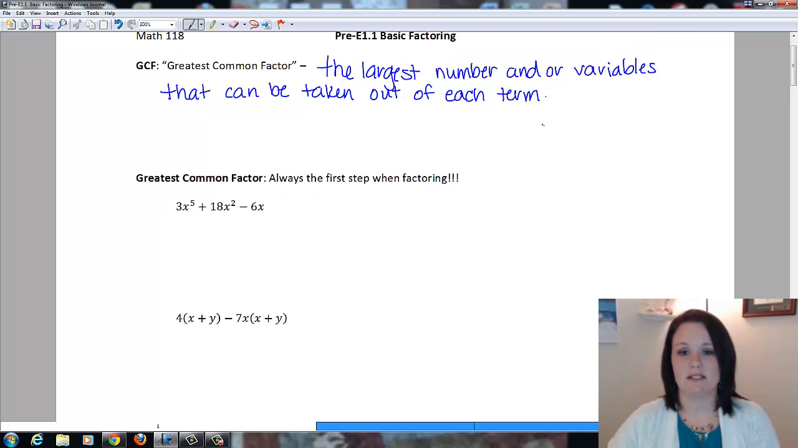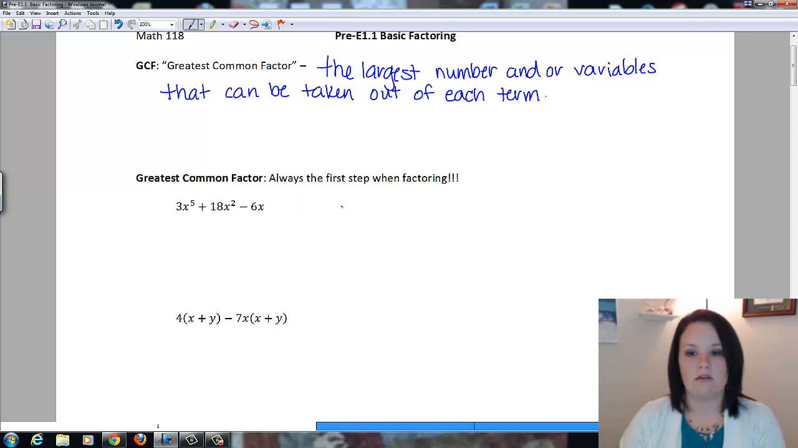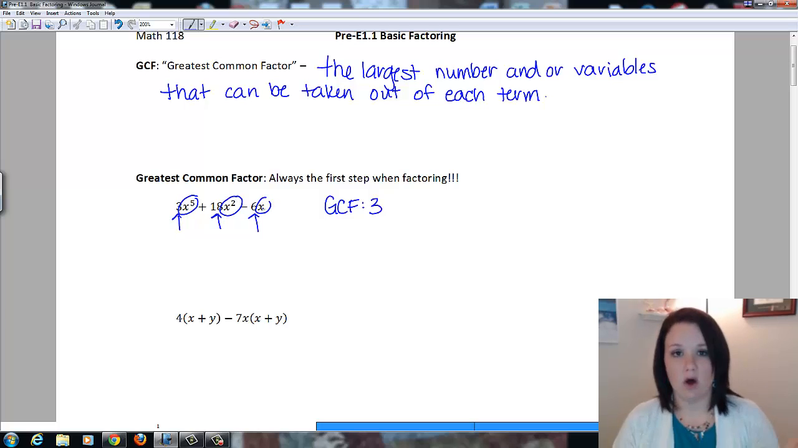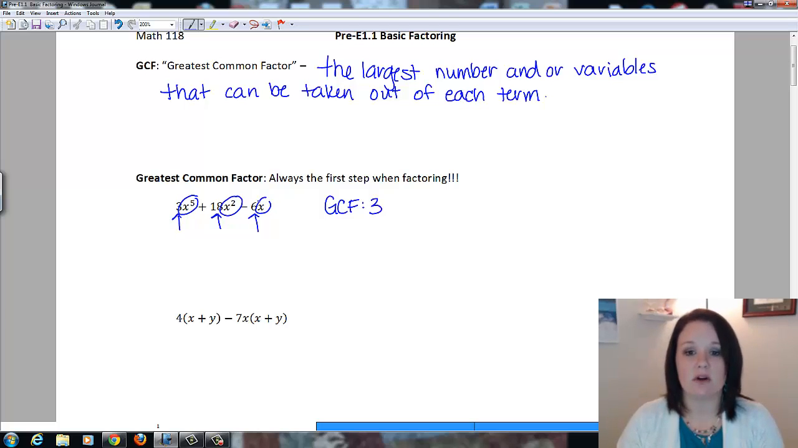So for an example, let's go ahead and look at these couple, finding the greatest common factor. I look at the number part first. If I look at 3 and 18 and -6, their common factor would be 3. So my greatest common factor that's a number would be 3, and then I look at the variables. They all have x variables, so the maximum number of x's I can take out of all 3 would be just x to the first power, because once I take out an x to the first power, this third term would no longer have an x.